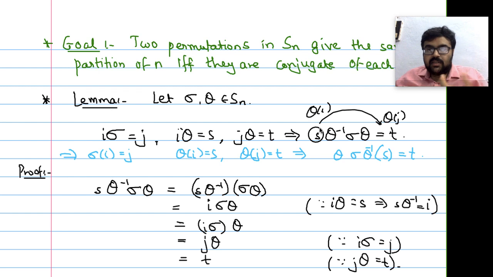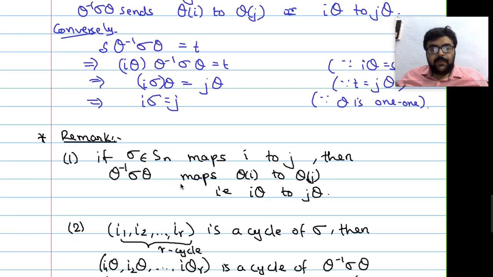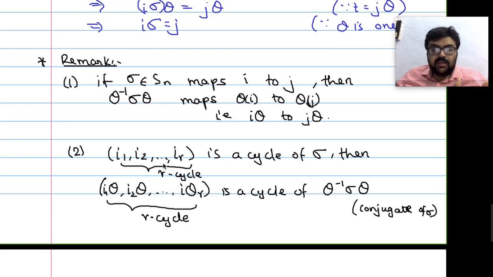Whatever cycles there are in sigma, the same will be in theta inverse sigma theta, and the length will be the same. What it will do is just map it, theta will be applied. So then the proof is very simple. The converse also is true. So the observation is: if theta maps i to j, sigma maps i to j, then theta inverse sigma theta maps theta i to theta j. So if sigma has an r-cycle, its conjugate will also have an r-cycle. The length will never change. What changes is that if i1 goes to i2, then here theta i1 goes to theta i2. Theta is applied. There is no other change. So that means the cycle decomposition remains the same. So two conjugates give the same cycle decomposition.